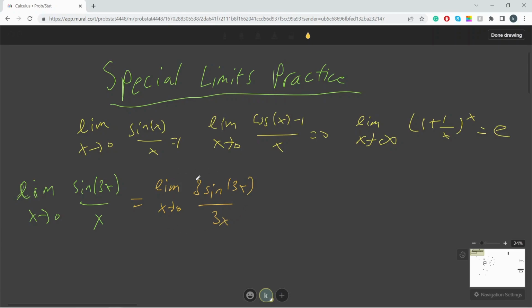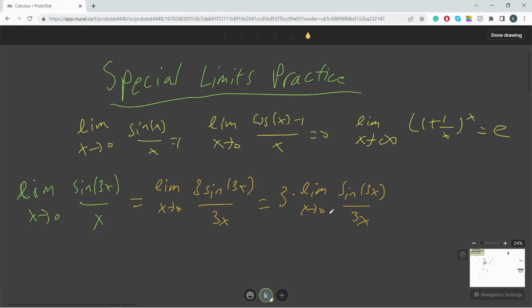Notice that the first expression is equivalent to this expression. We just multiplied a 3 on the top and the bottom, so we're not changing the value. But now we know that this 3 is viewed as a constant multiplier, so we can pull it out. So this is going to be equal to 3 times the limit as x approaches 0 of sine of 3x over 3x. Now we have a 3x inside the sine and a 3x in the denominator, so we're in a good form to use a special limit.